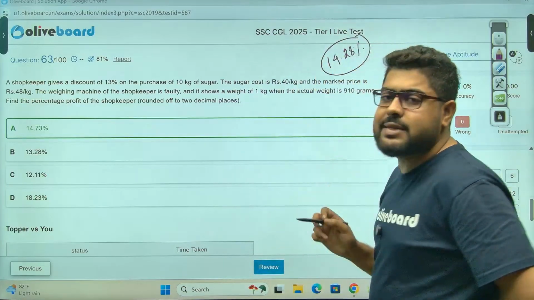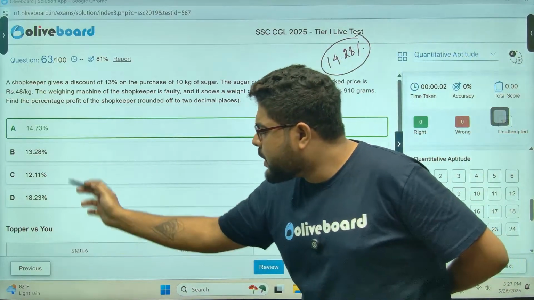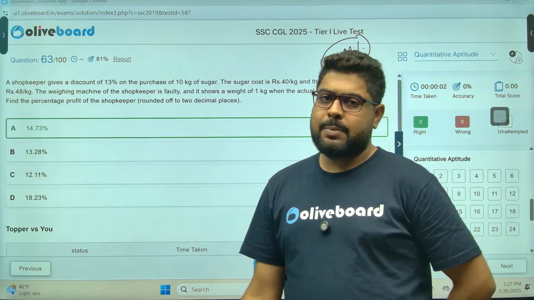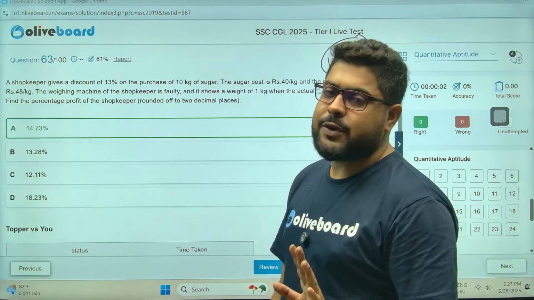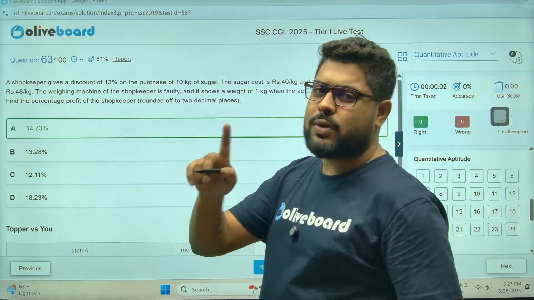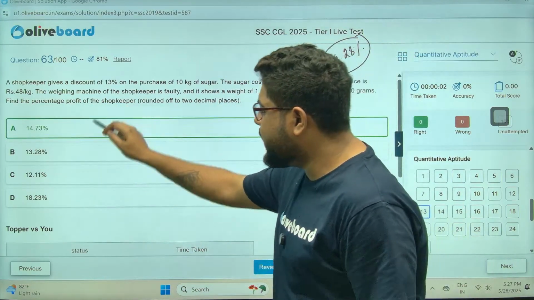This we know is 1 by 7. But for all these four, nothing is known here. Meaning the first idea you need to take just by looking at this: this question will be a little calculative.